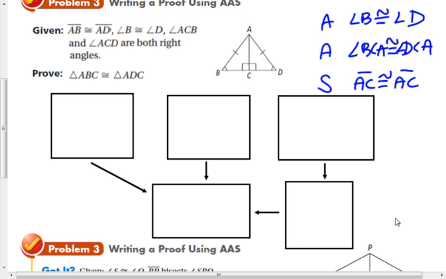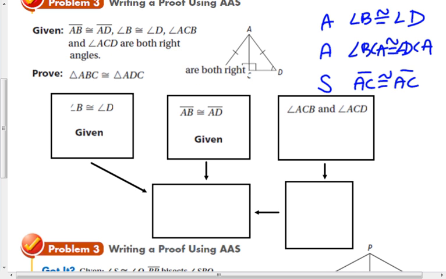All right, so notice I have three boxes here, and they all feed into one big box. Those boxes are going to represent our angles and our side. So we're going to take our angle B is congruent to angle D, and that's given. And our side AB is congruent to side AD, and that is also given. And then our angle is going to come from, actually I better move this over here. Not quite the right order, but I'm going to put angle ACB and angle ACD are both right angles.